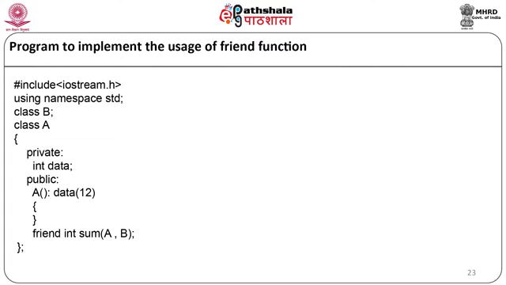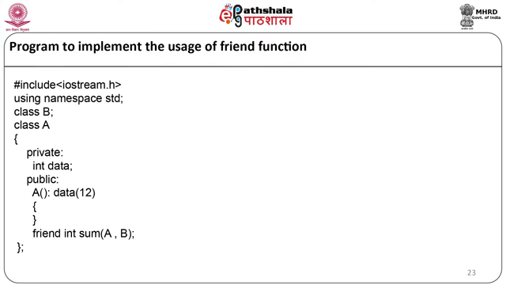#include <iostream>, using namespace std. Now here we are going to write a friend function which is a friend of two classes, class A and B. Here we are going to just declare class B; semicolon. This line is called a forward declaration of class B. Now we will start with class A.